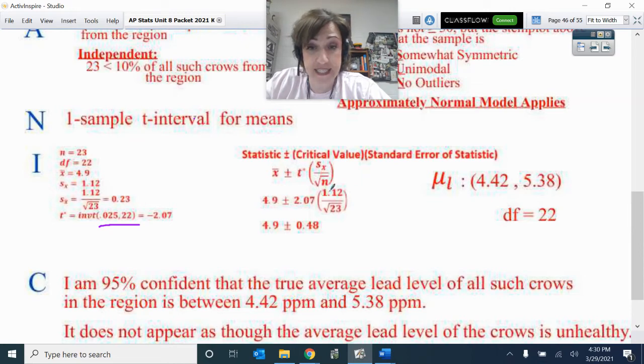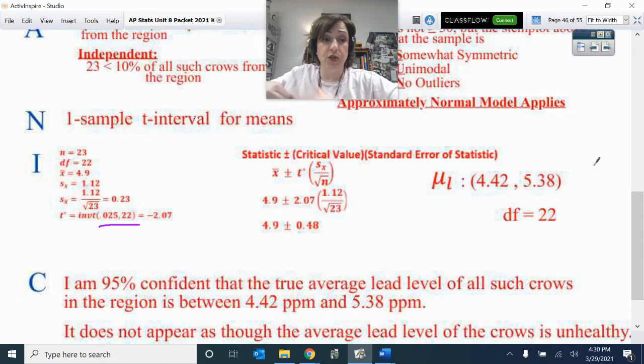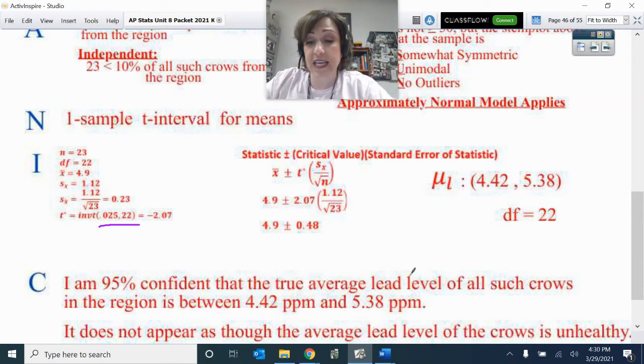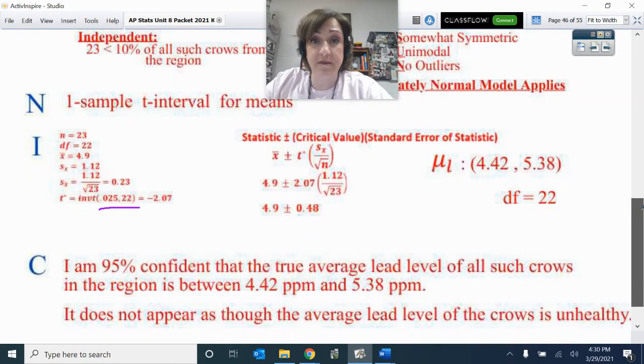And then here is that standard error of the x bar. So there is my 4.9 plus or minus 0.48. So the interval is from 4.42 to 5.38 with 22 degrees of freedom. So I'm 95% confident that the true average lead level of all such crows in the region is between 4.42 parts per million and 5.38.